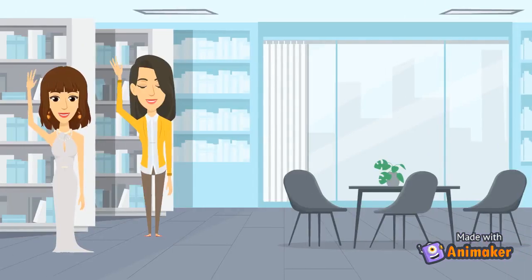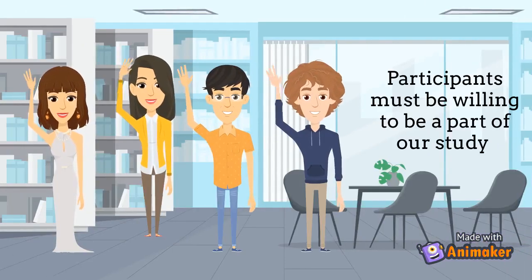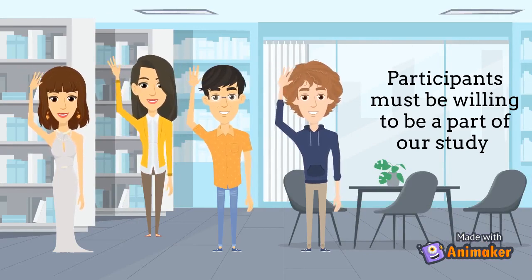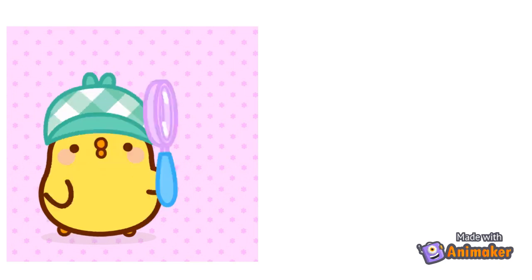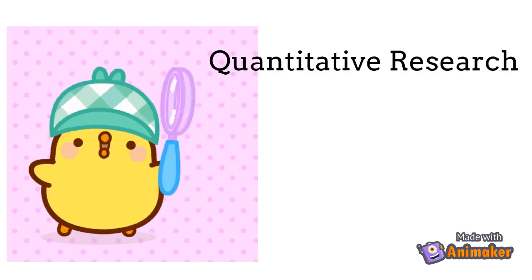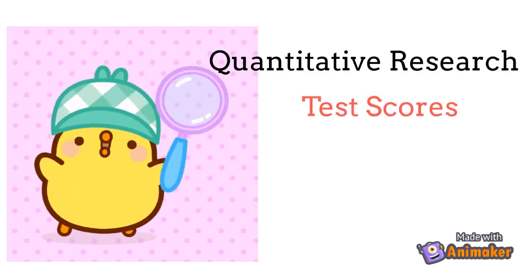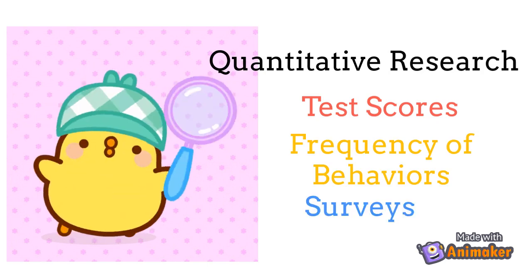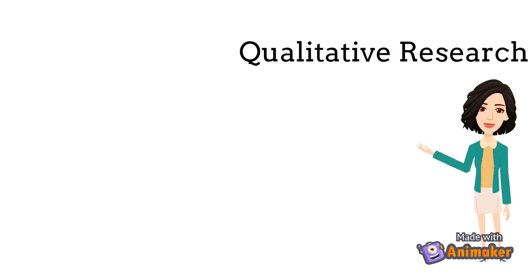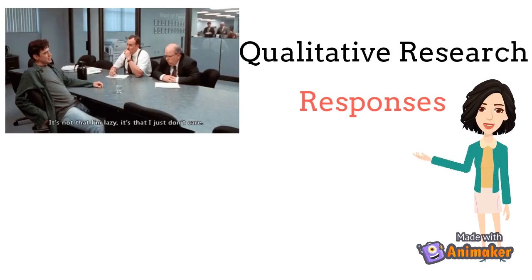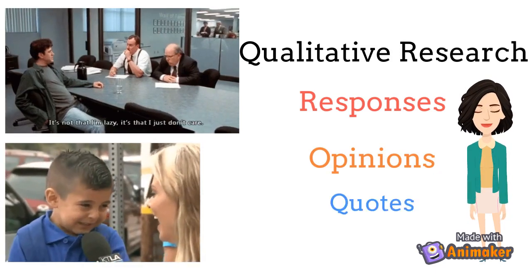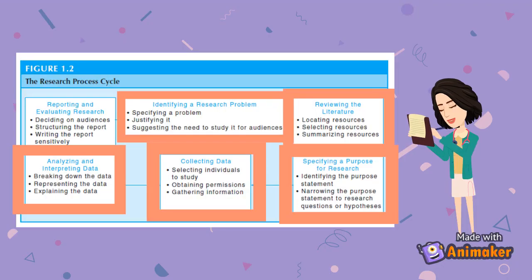When collecting data, we must make sure that our participants are willing to be a part of our study. And I'm pretty sure that you are all aware about informed consent. If you have a quantitative research, then your data should be in the form of test scores, frequency of behaviors, or results from survey forms. In a qualitative research naman, our data should be in the form of our participants' responses in our questions, their opinions, or quotes.